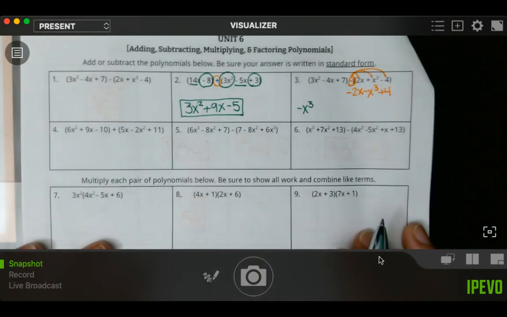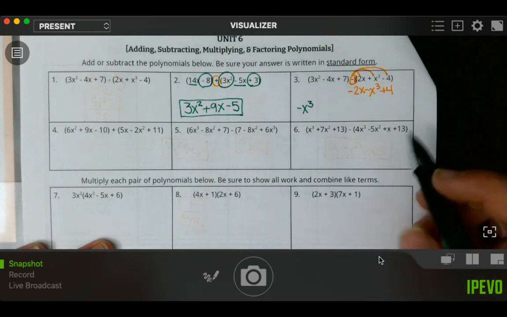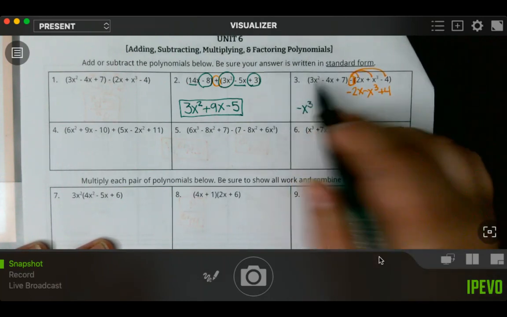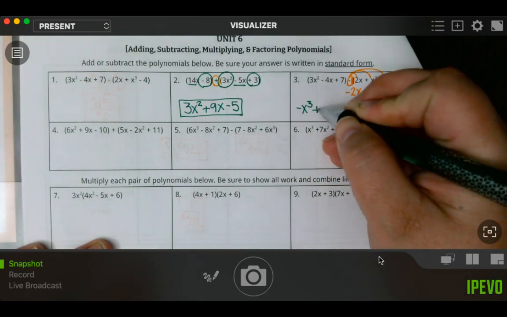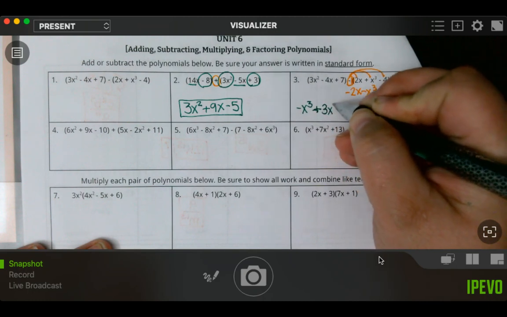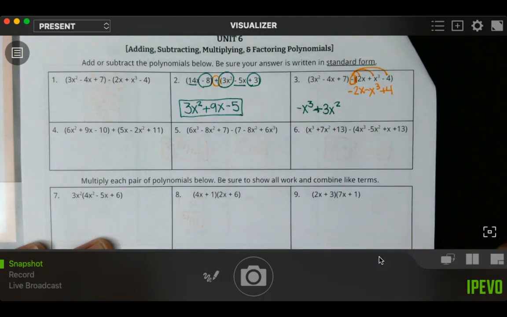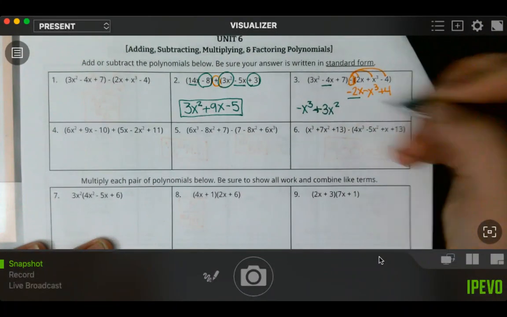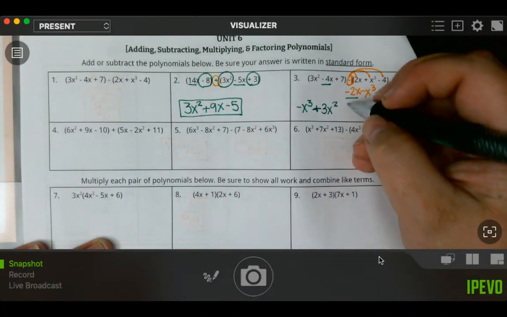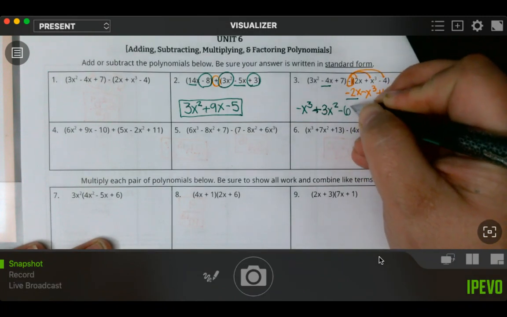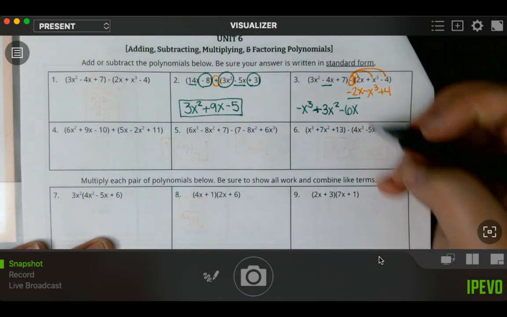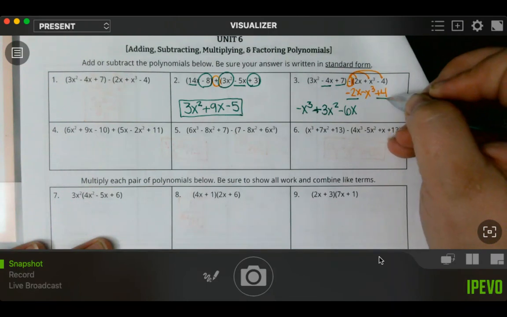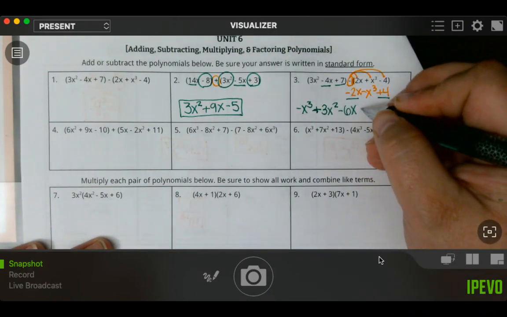On number 3, after the x cubed goes x squared. There's only one x squared and it's right here. Since it's 3x squared, not -3x squared, I put a plus in between. Then I have -4x and -2x. -4 plus -2 is -6. And lastly, I have my 7 and my 4. 7 plus 4 is 11.